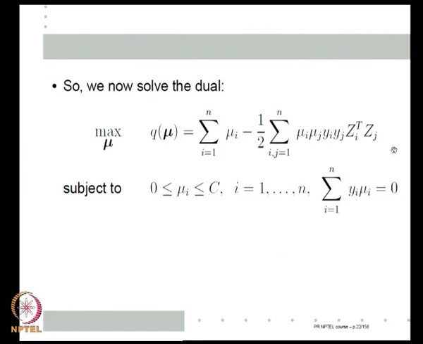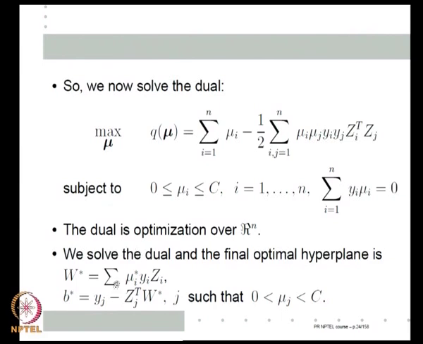Basically, if I calculate all the zi equal to phi of xi from my given training set, I just have to replace xi transpose xj with zi transpose zj. Once I solve this, I can find my optimal W in Rm prime. W star is the sum of mu i star yi zi, and b star is this. The nice thing is that my original feature vector is in m dimensional space, maybe 100 dimensional. My transformed feature vector may be in 10,000 dimensional space, but the dimensionality of the dual does not change. The dual is an optimization over Rn, where n is the number of examples. It does not depend on the dimension of x or the dimension of z.